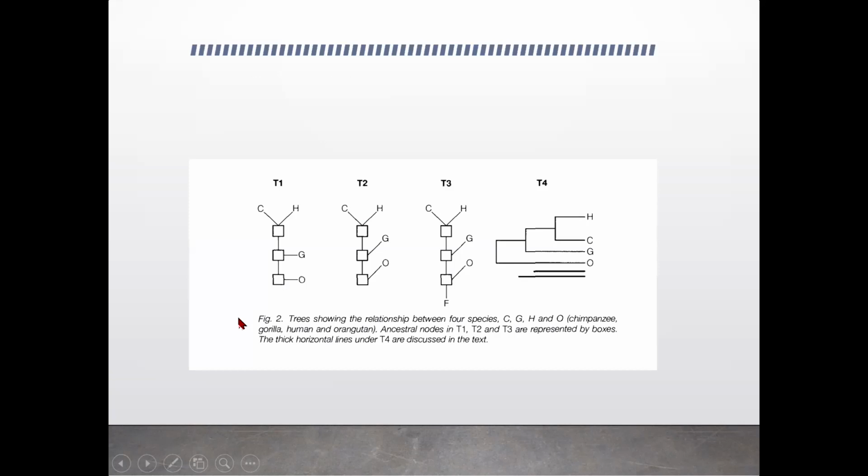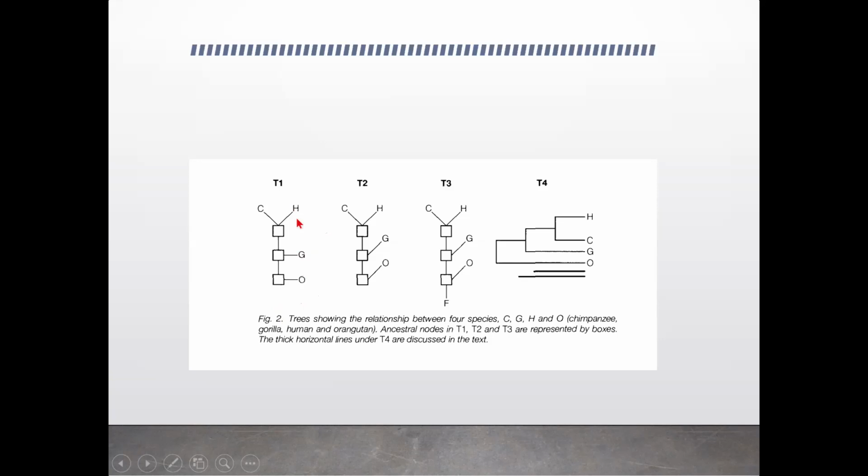As indicated earlier, phylogenetic trees can be unrooted or rooted. There are 4 different phylogenetic trees mentioned here: T1, T2, T3, T4, taking 4 different species into consideration: orangutan, gorilla, human, and chimpanzee. These boxes represent the ancestral nodes, whereas these are called tips or leaves.